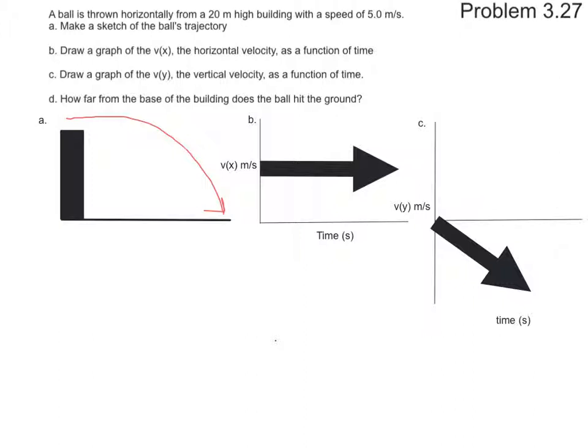Okay, the last part of this problem we're looking at is how far from the base of the building does the ball hit the ground? And again, the entire concept is the ball is being thrown off this building at 5 meters per second.